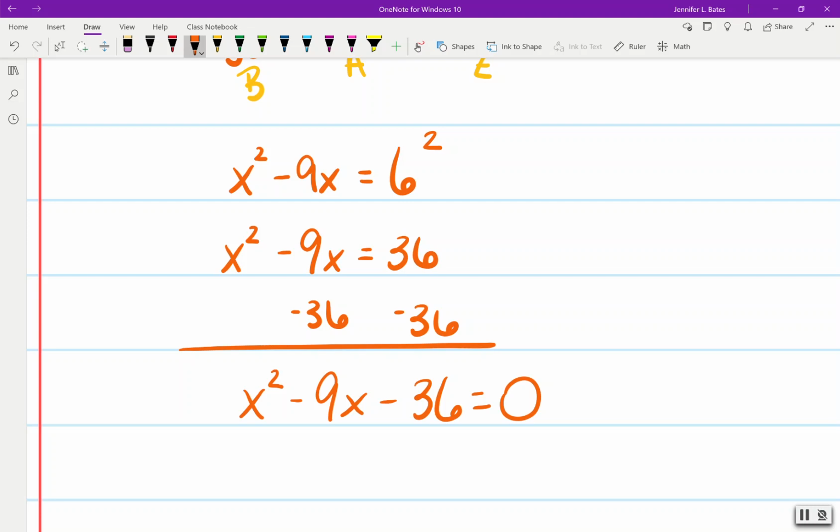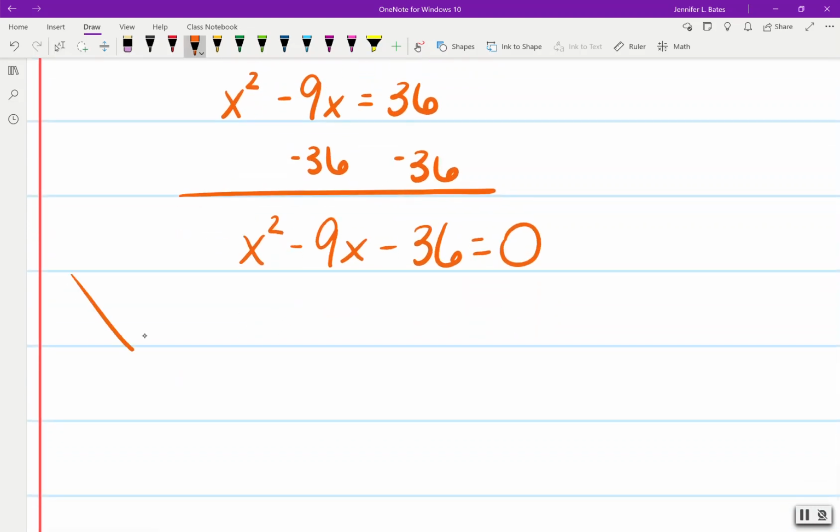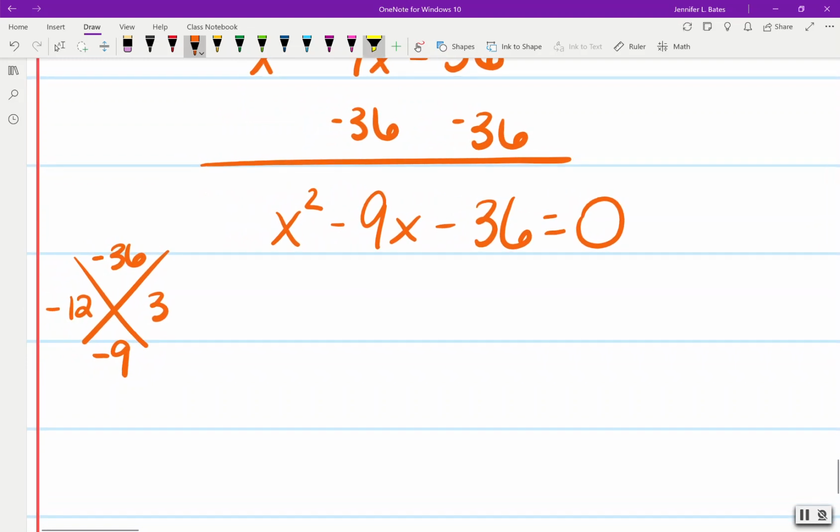Very good. I'm going to use the big X. Nice job. Okay, so we're going to use the big X. I've got negative 36 on the top, negative 9 on the bottom. My two side numbers are going to be negative 12 and positive 3. Because there is nothing out front, do I need to divide the two side numbers? No, we don't. So we're going to just say, all right, well, this is x minus 12, x plus 3.